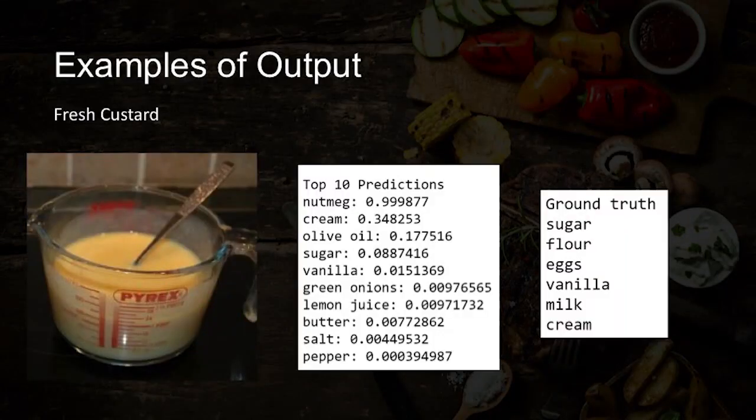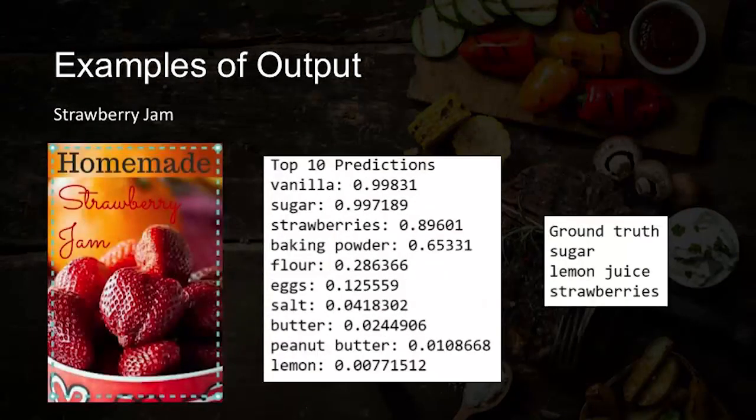We see here an example of kind of a gross image that just looks like a cup of beaten eggs, but it is in fact fresh custard. But it didn't get eggs. Strawberry jam. I think we got all of these things: lemon, strawberry, and sugar. But this isn't even a picture of the thing itself. Oh well, that's it. Anyone have any questions?